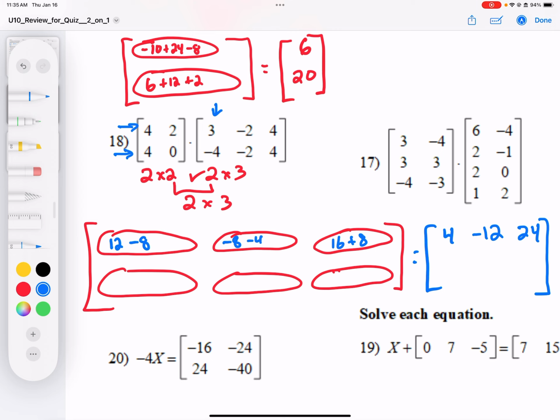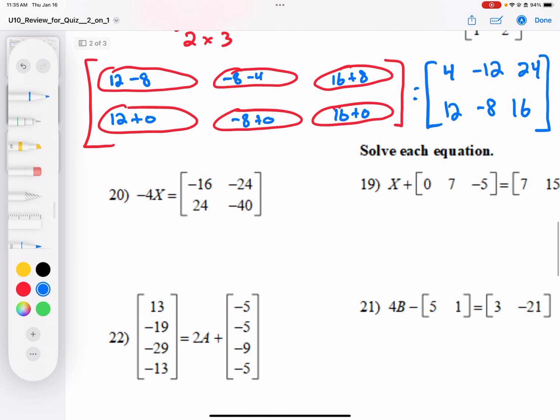So 4 times 3 is 12. And then these are all going to be plus 0. It's -8 plus 0 and 16 plus 0. So 12, -8, and 16. And we're done. Okay.